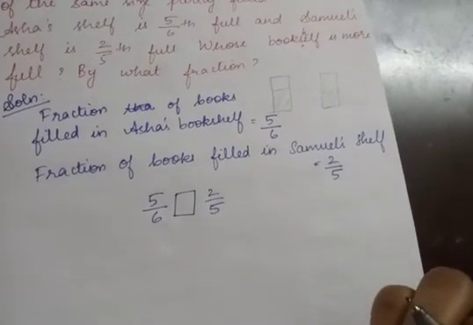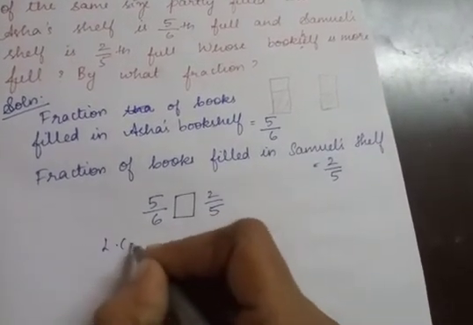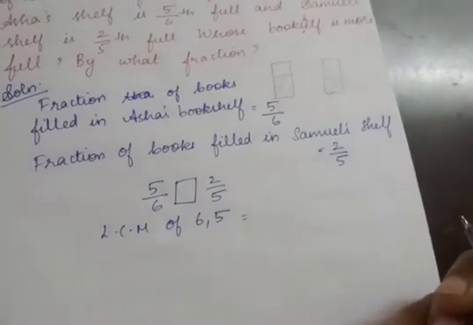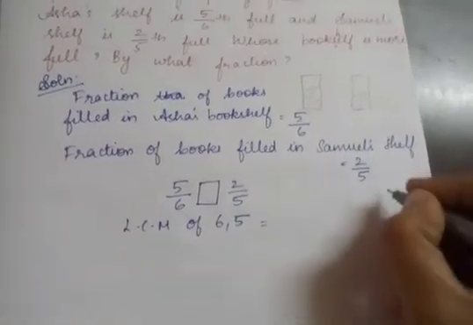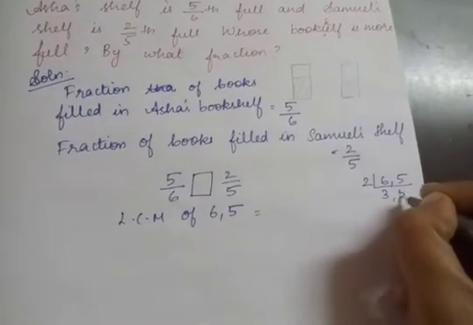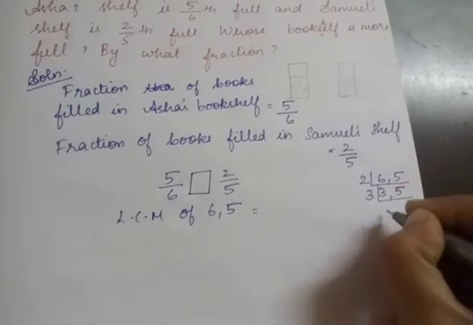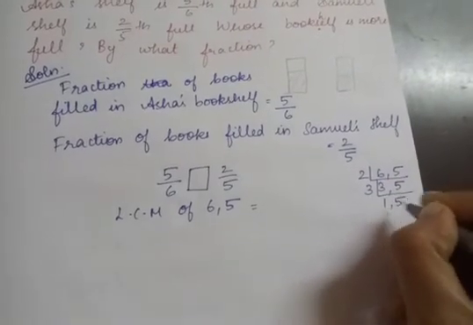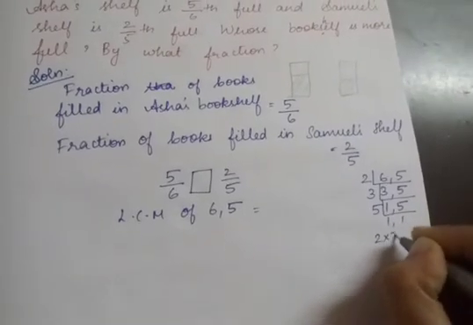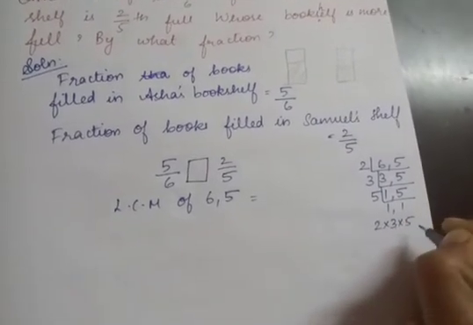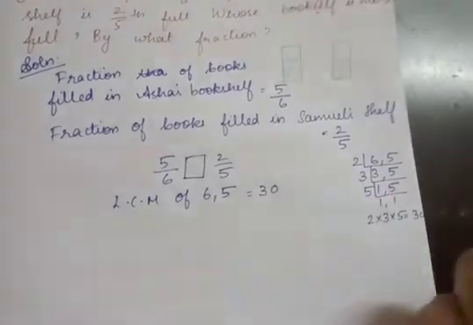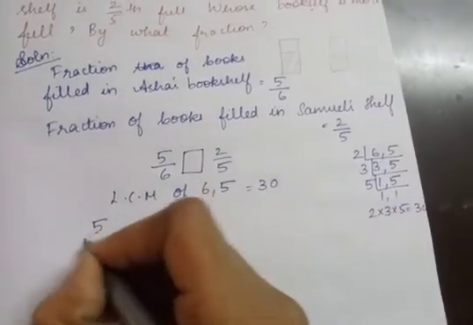Whether our denominators are the same? No. So we have to find the LCM of 6, 5. In the 2 table, 2 3s are 6, 5 as such down. Then third table, 3 1s are 3, 5 as such down. 5 1s are 5. 2 into 3 into 5. 2 3s are 6, 6 5s are 30. So what is their LCM? 30.